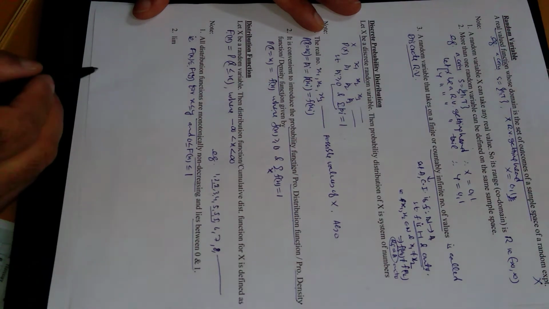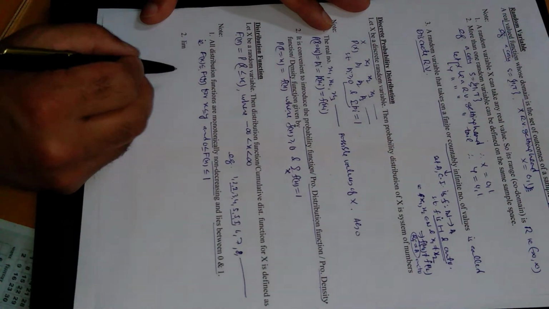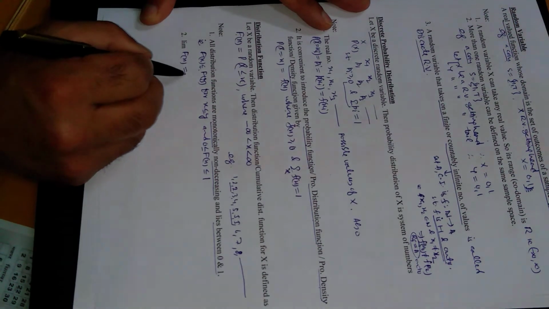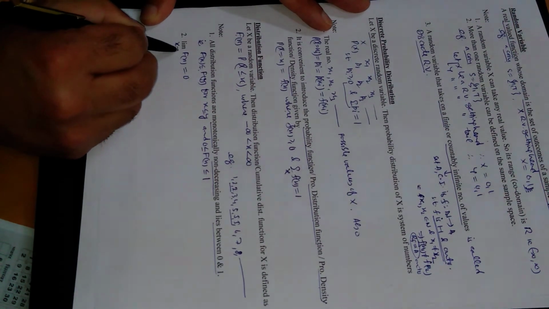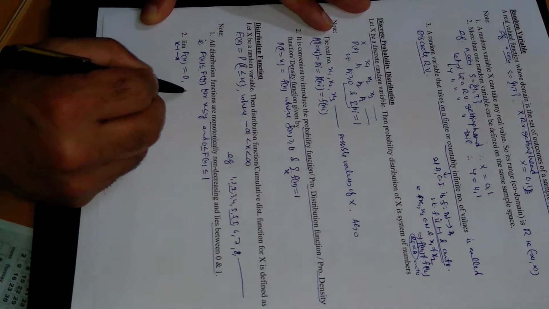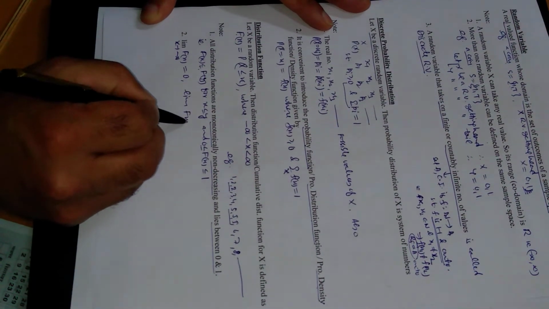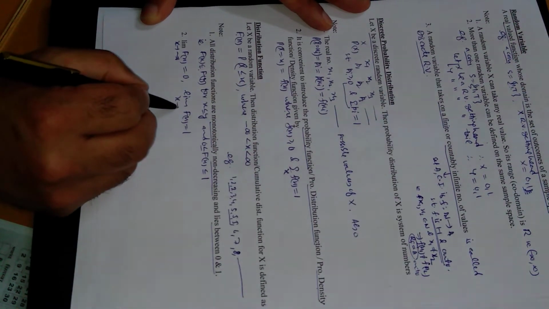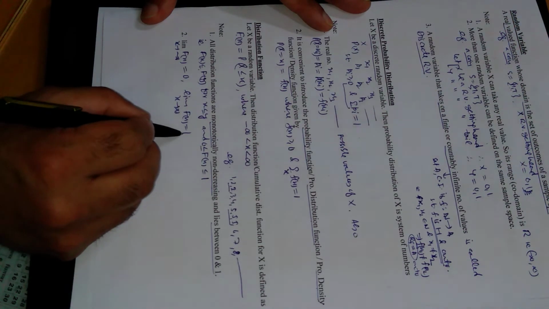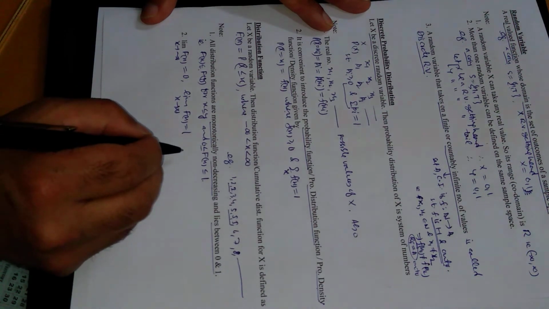All right, and further, note number 2: the lower limit of F of x is equal to 0, however small x may be, as x approaches minus infinity. The upper limit of F of x is equal to 1, however large x may be, meaning x is approaching infinity, so the upper limit will always be 1.